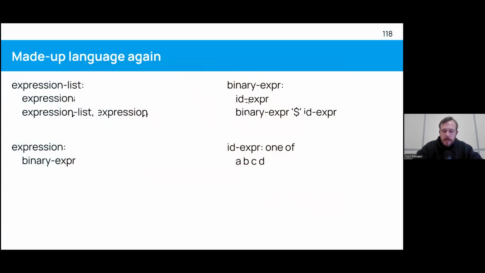Okay. Here's our made-up language again. Let's add a disturbance here. In expression, we have a binary expression right now. We'll add another one. Let's call it a joker. And the joker looks like that. So it's a binary expression, operator, and capital X. Exactly.